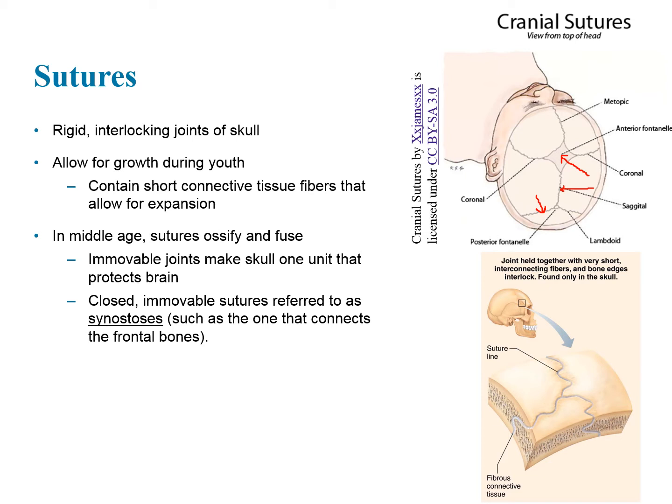As we age, the sutures ossify and fuse, making the skull one unit that protects the brain. Some sutures of the skull, like the metopic one that joins the two frontal bones together, are very hard to see. They're almost imperceptible. These closed and immovable sutures are called synostoses. Another example of a synostosis is the closed or fused epiphyseal plate of our long bones.